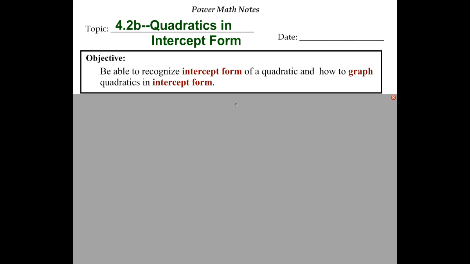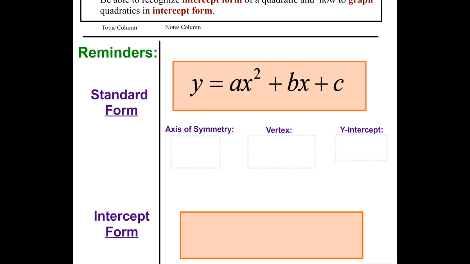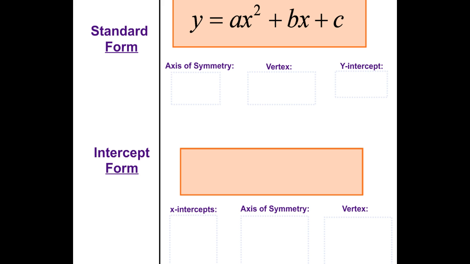So first thing we need to do is let's review the other form that we've talked about, and that's standard form. So standard form, remember, is y equals ax squared plus bx plus c. The axis of symmetry for this is going to be x equals negative b over 2a. Our vertex is going to be negative b over 2a, and then we plug that in to figure out what our y value is. And our y-intercept of this is going to be c.